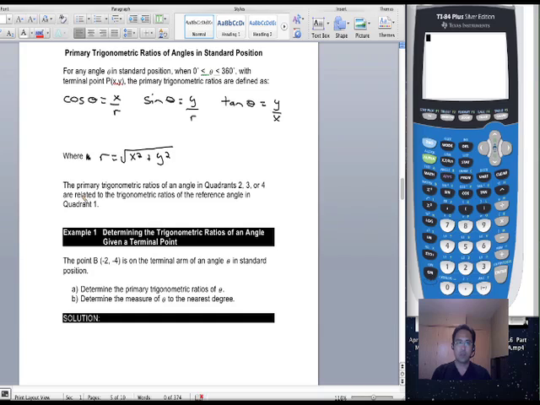So here, the primary trigonometric ratios of an angle in quadrants 2, 3, or 4 are related to the trigonometric ratios of the reference angle in quadrant 1. Okay, so we're always looking for the reference angle. So, the point B(-2, -4) is on the terminal arm of angle theta in standard position. What are the primary trigonometric ratios of theta? Determine the measure of theta to the nearest degree.